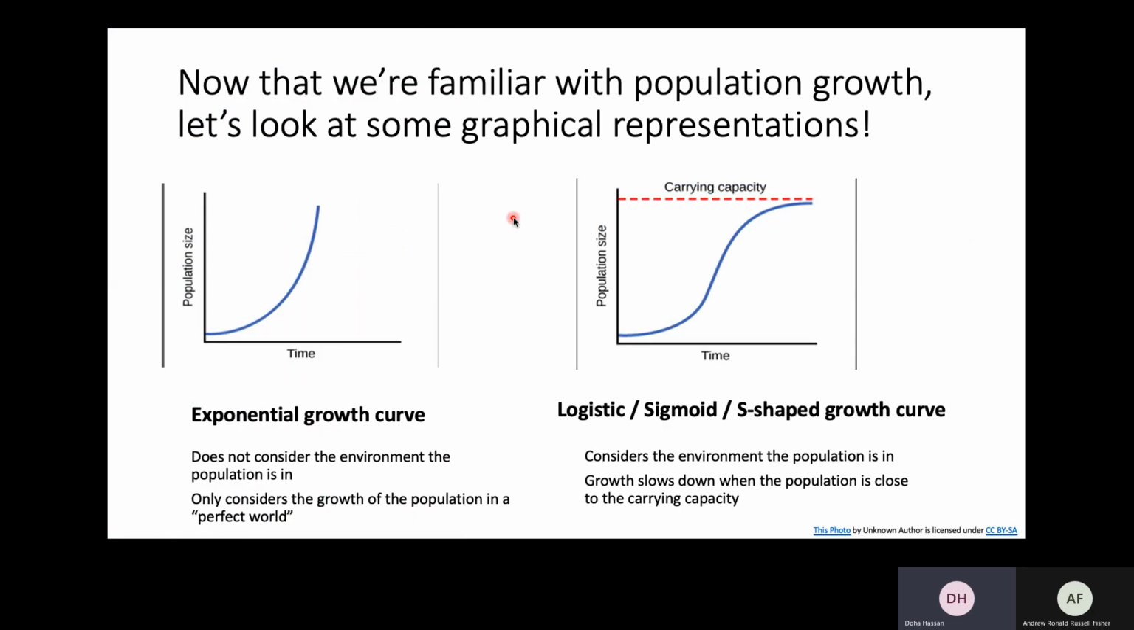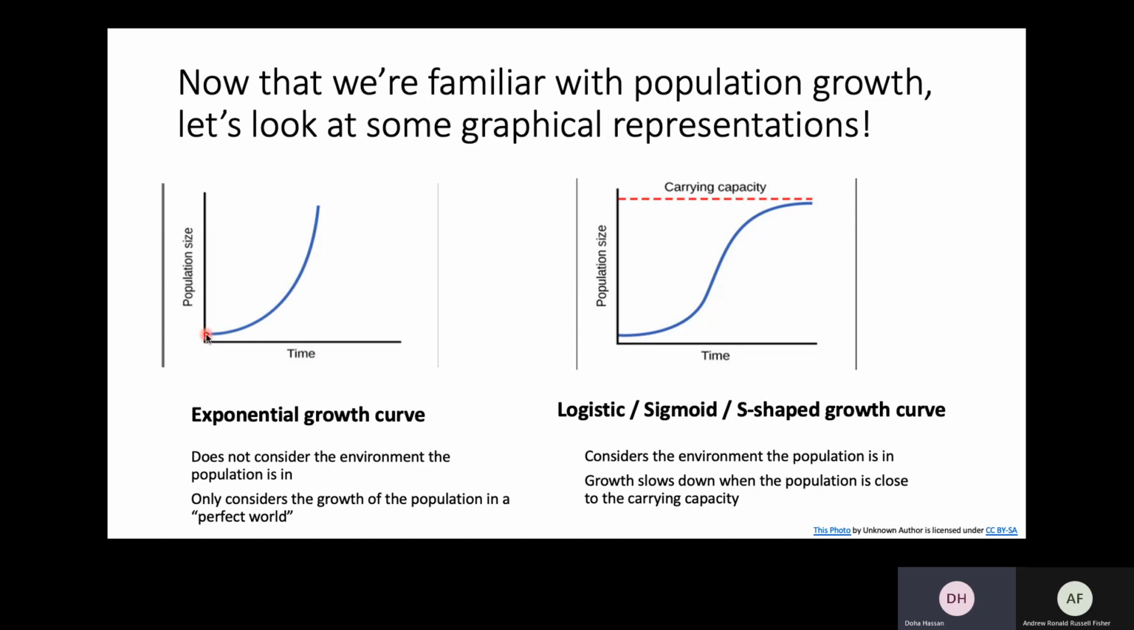Okay, so now that we're familiar with population growth and some of the equations, let's look at some more graphical representations as opposed to just numerical ones. Right here, we're looking at two different growth curves. We've got the exponential growth curve, which is a theoretical one, and then the logistic, or sigmoid, or S-shaped growth curve. They all mean the same thing, but this is more accurate to how real life populations look. Okay, so let's look at the exponential growth curve. On the y-axis, you have the population size, and on the x-axis, you have time. So we're looking at the population size and how that fluctuates over time.